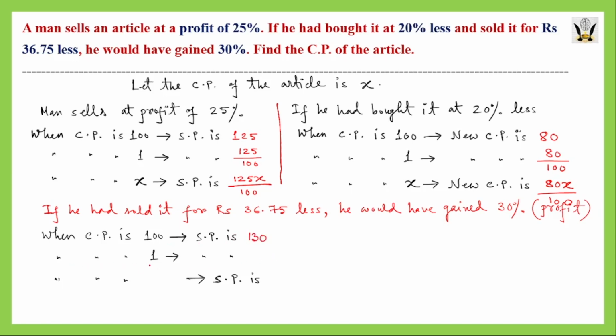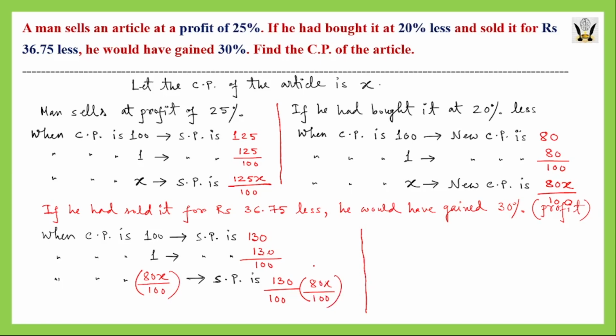Now if the cost price is 1, then the selling price will be 130 divided by 100. The new cost price is 80x divided by 100. So if the new cost price is 80x divided by 100, then the new selling price will be 130 divided by 100 and then 80x divided by 100. This is the new selling price.